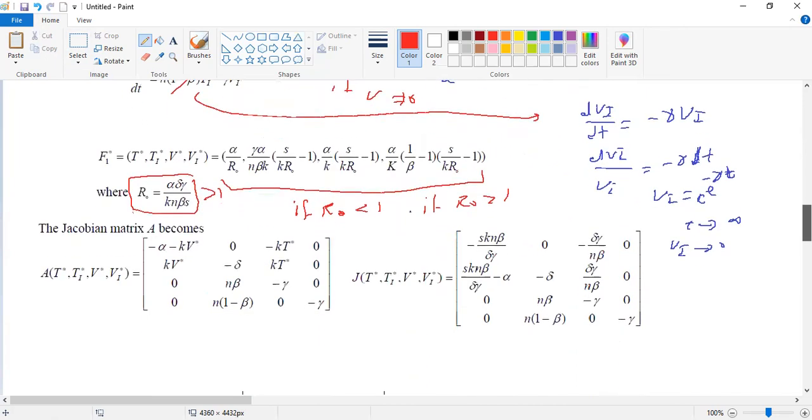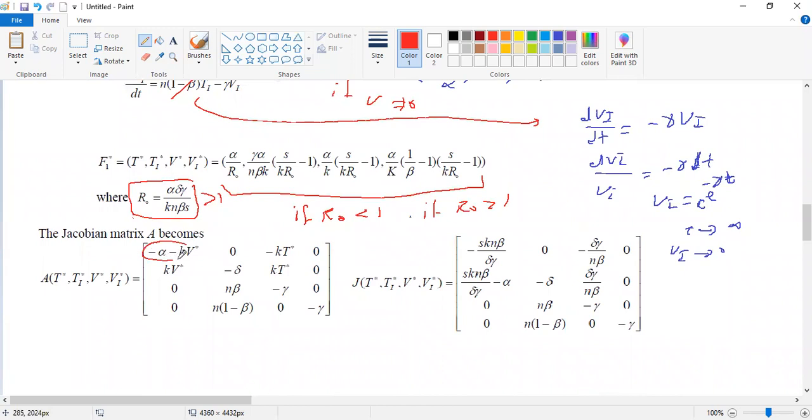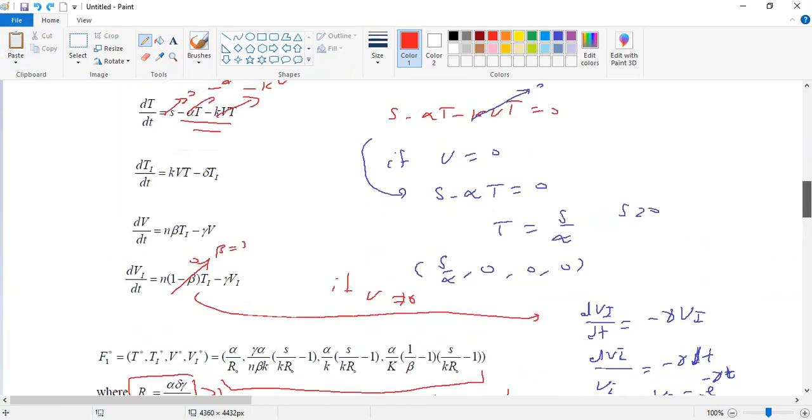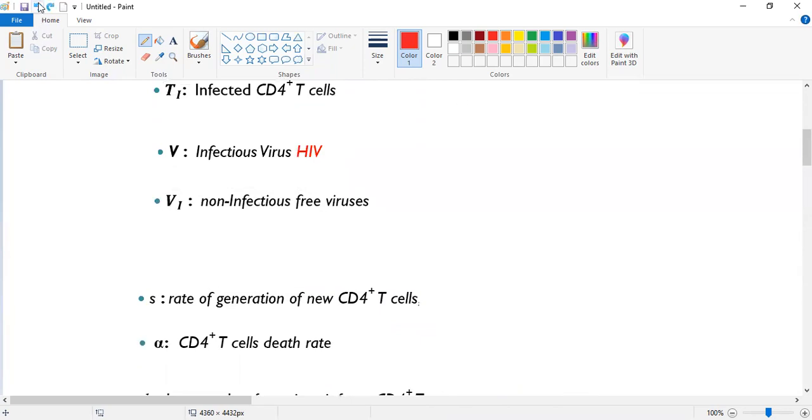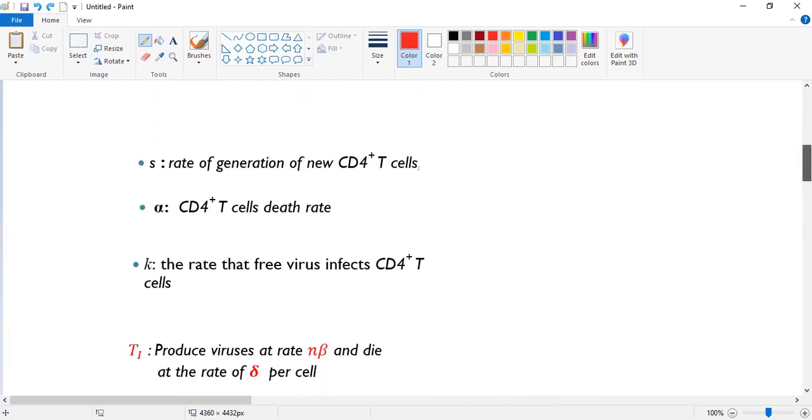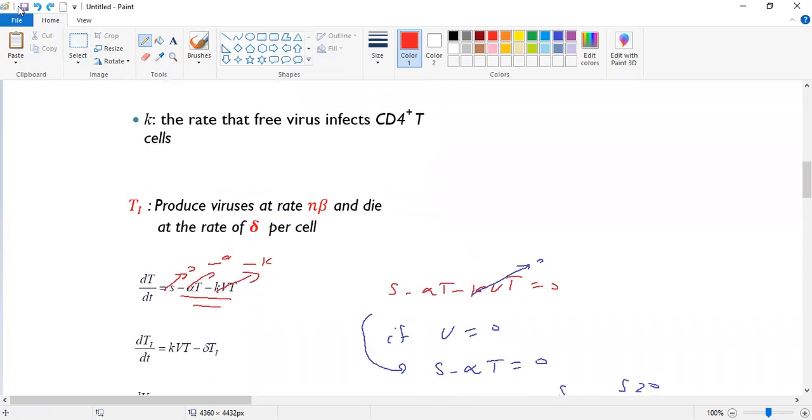Look here, the first one is minus alpha KV: the partial derivative of T with respect to T. And the second, the partial derivative with respect to the second variable, Ti, the infected T cells, will be 0. There is no Ti, so this will be 0.